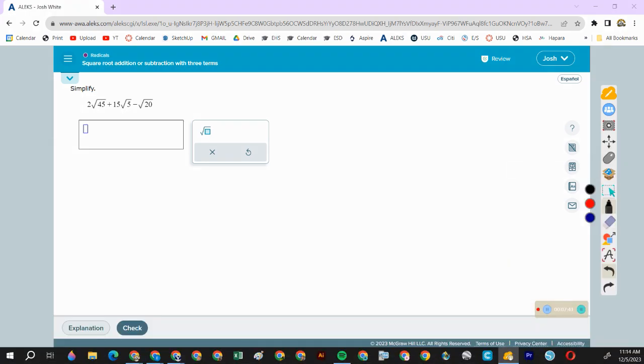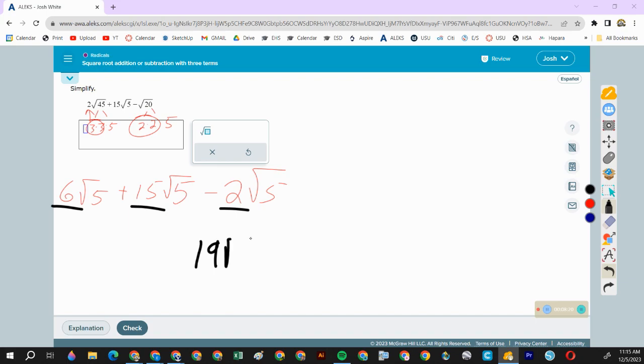Okay. Here, none of my roots are the same. 45 is 3 times 3 times 5. And this is 2 times 2 times 5. Bring out a 3. That becomes 6 root 5 plus 15 root 5 minus 2 root 5. Now all of my radicals have the same value. 6 plus 15 is 21, minus 2 is 19 root 5.